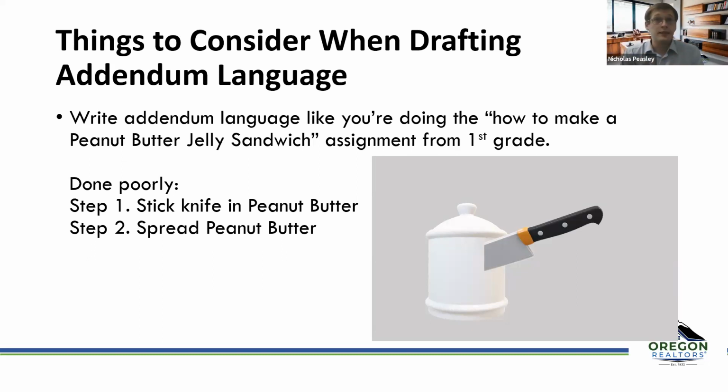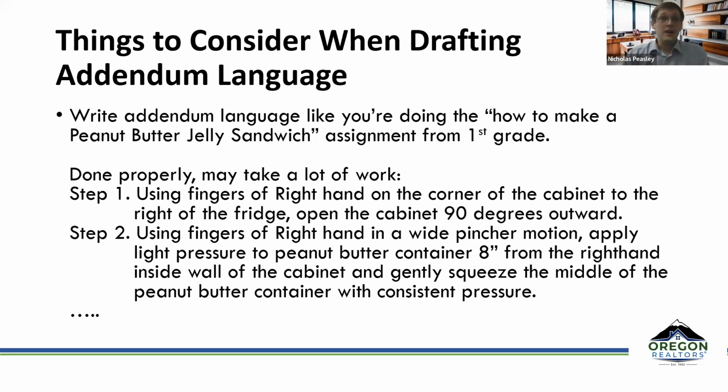And so a general addendum needs to be drafted in a way that makes utter clarity the goal of the general addendum. You can make it very complicated in this regard. So if you are doing it properly, it can be a lot of work. It can be something, and this is just kind of a silly example, using the fingers of your right hand on the corner of the cabinet to the right of the fridge, open the cabinet 90 degrees outwards. Using the fingers of the right hand in a wide pincher motion, apply light pressure to the peanut butter container, 8 inches from the right hand inside wall of the cabinet, and gently squeeze the middle of the peanut butter container with consistent pressure, and so on and so forth.